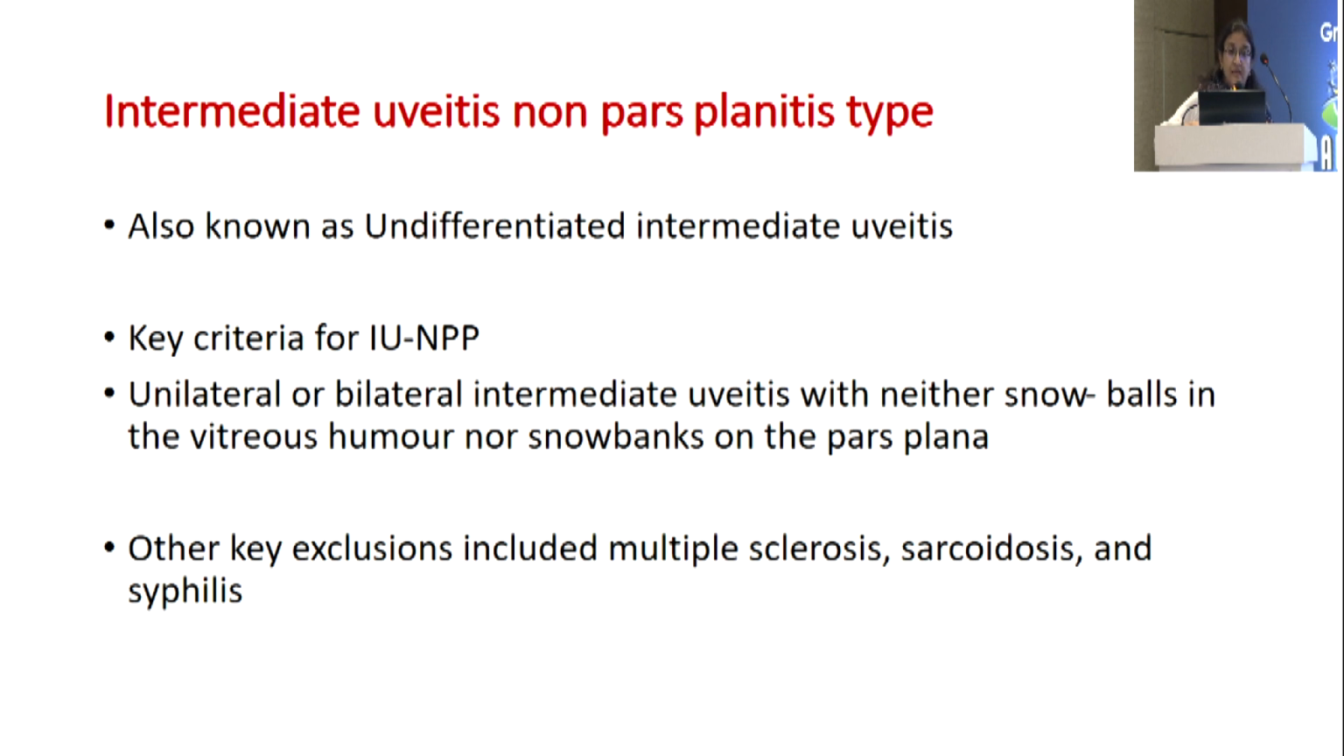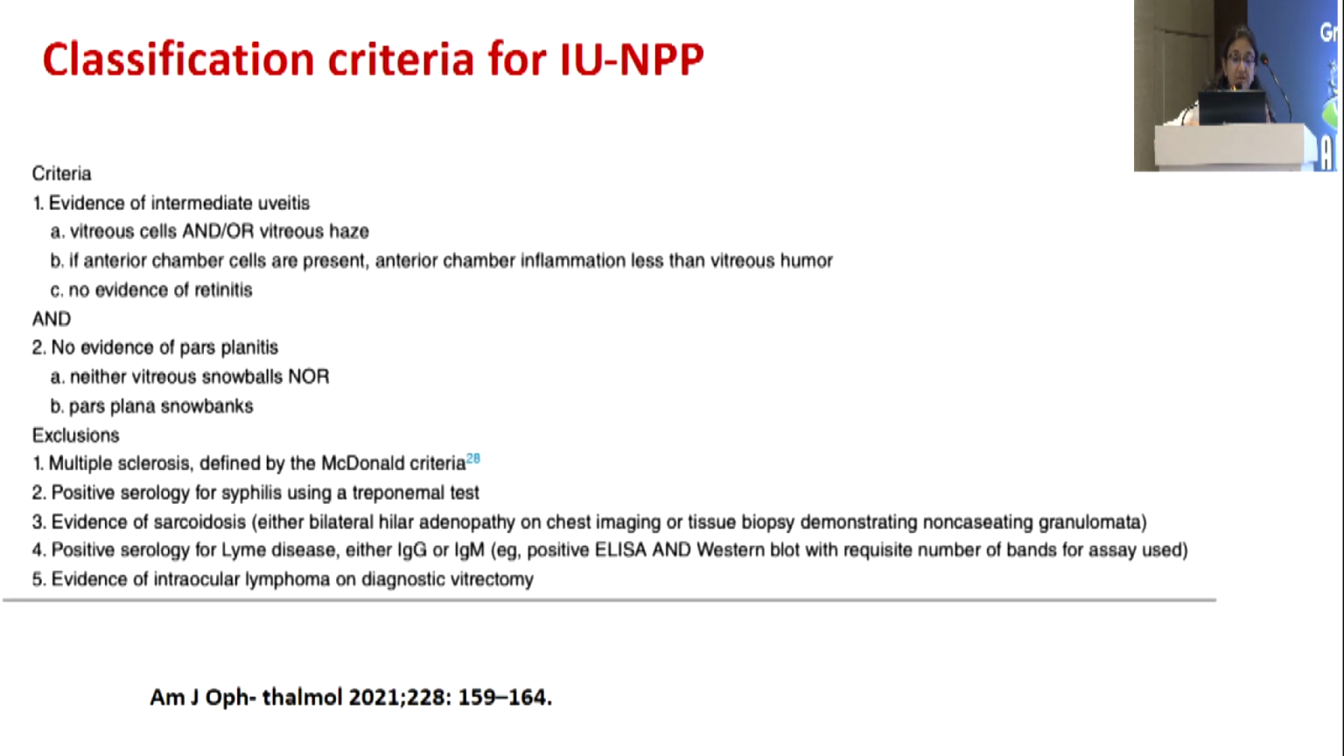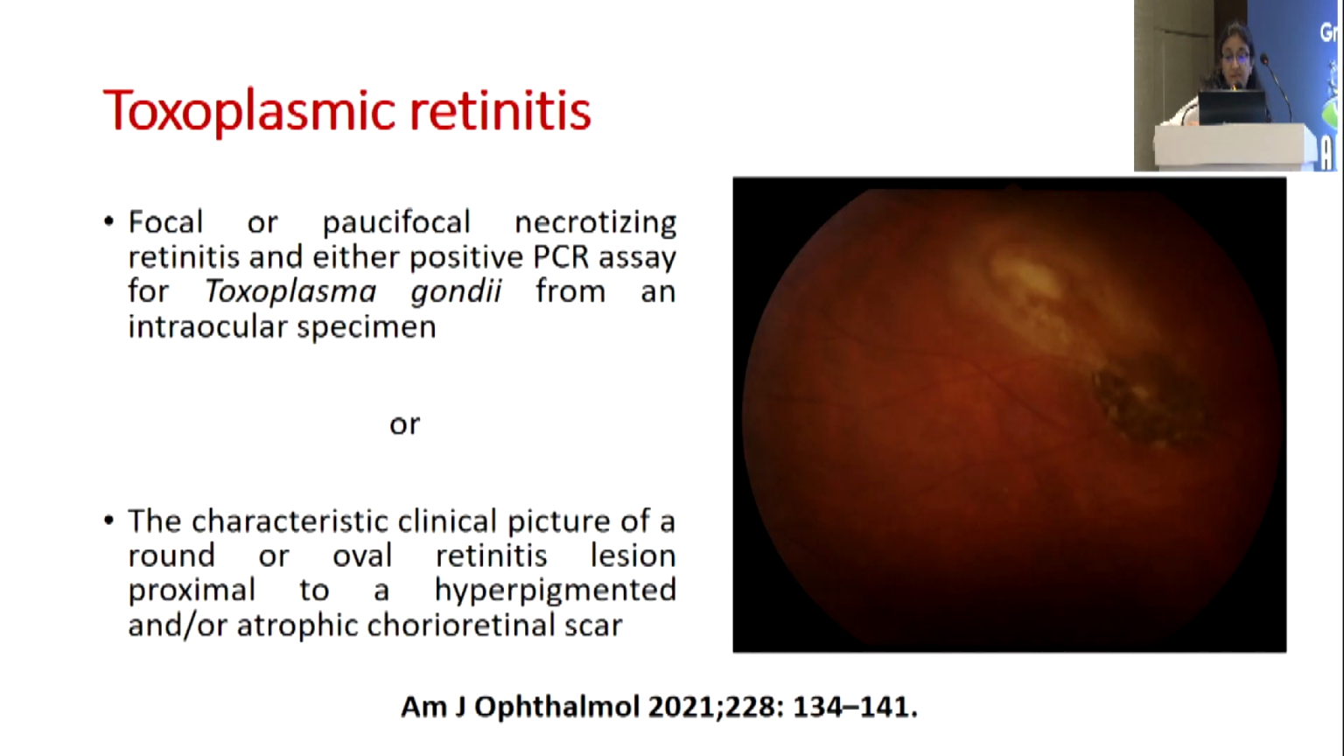Intermediate uveitis again has been defined into two, as non-pars planitis type, also known as undifferentiated intermediate uveitis. And the key criteria for intermediate uveitis non-pars planitis type is a unilateral or bilateral intermediate uveitis with no snowballs in the vitreous humor, no snowbanking on the pars plana. And other key exclusions include multiple sclerosis, sarcoidosis, and syphilis. So this is the detailed classification, and I'm sure you can refer to the reference which I've outlined.